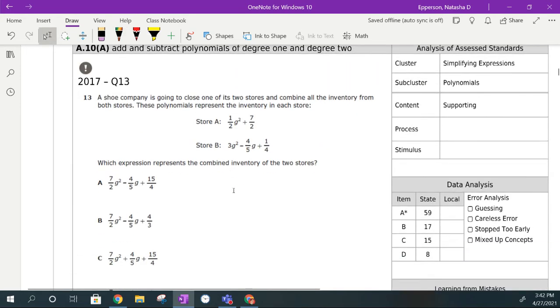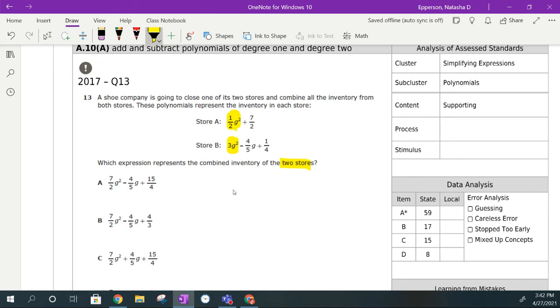All right, this next question is the same TEK. Again, I'm going to do the same process. I'm going to identify our like terms. We've got these two stores, A and B, and we're going to combine them. We want to combine the two inventories of the store. So I'm going to combine like terms. I've got this term and this term.